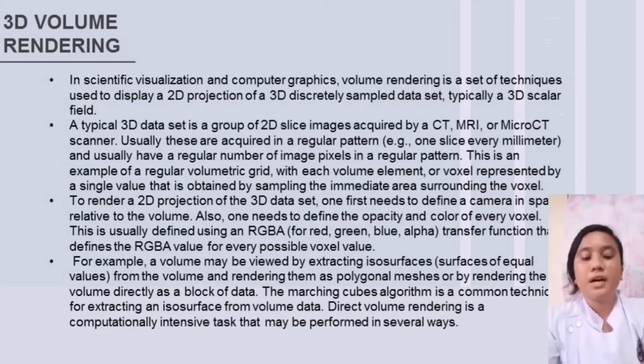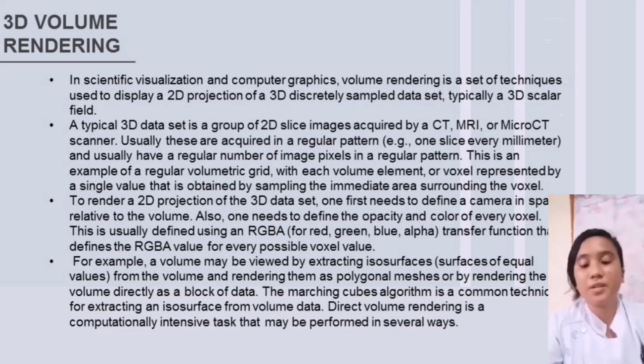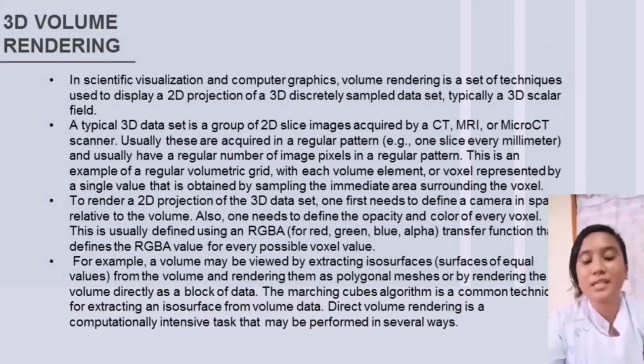For example, a volume may be viewed by extracting surfaces of equal values from the volume and rendering them as polygonal meshes, or by rendering the volume directly as a block of data. The marching cubes algorithm is a common technique of extracting isosurfaces from volume data. Direct volume rendering is a computationally intensive task that may be performed in several ways.